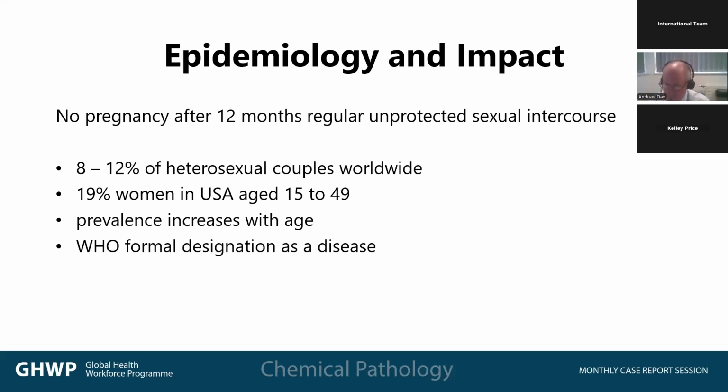First of all, just to put this into context, how do we define infertility? Well, a general definition is that it's no pregnancy after 12 months of regular, unprotected sexual intercourse. And it is a really common issue. There have been a range of estimates. Probably around 10% of heterosexual couples worldwide experience some difficulty with infertility. Possibly as many as 20% of women in the USA aged between 15 and 49. And as you might expect, perhaps, the prevalence tends to increase with age.